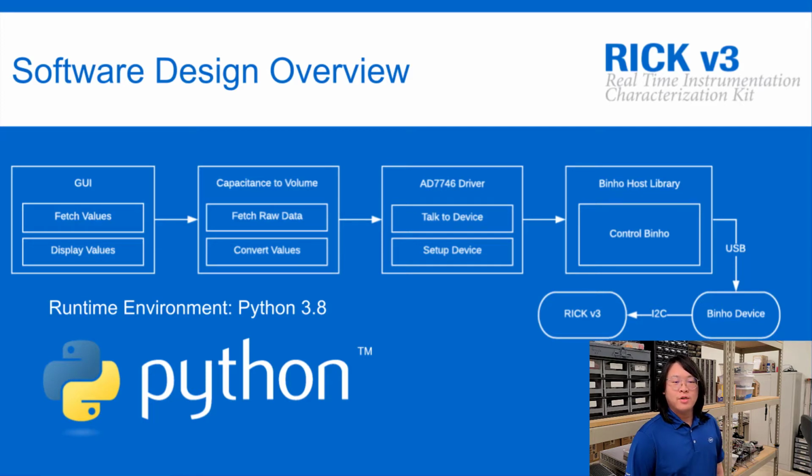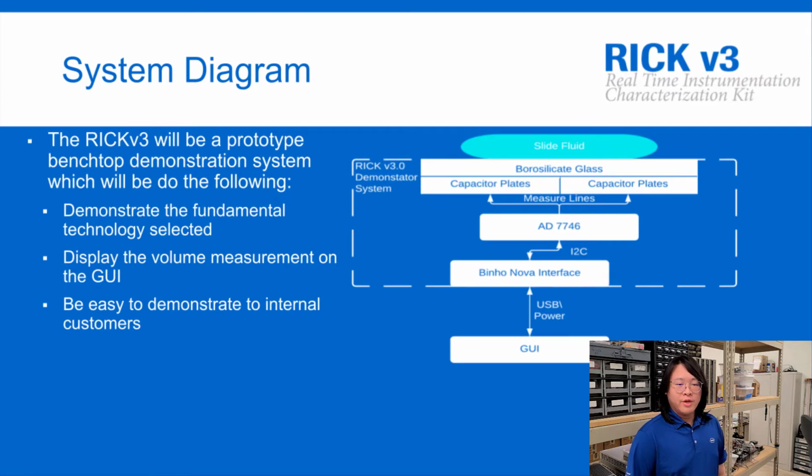The AD73046 driver controls the communication with the Rig V3 demonstrator through the Pinhole Lova adapter. In order for the system to function properly, the AD73046 driver sets the capacitance to digital converter's function registers to their proper values. The Pinhole Lova host adapter communicates to the Rig V3 demonstrator via I2C protocol. The Rig V3 consists of 3 parts: our capacitance to digital converter, AD73046 volume sensing pads, and the glass glued to the device.